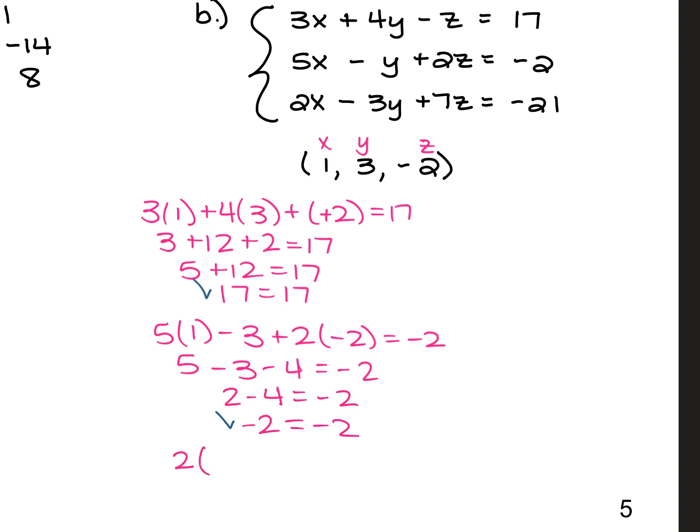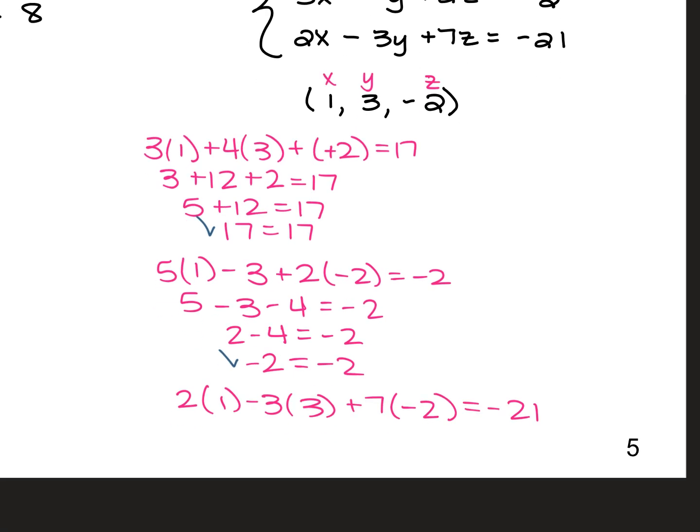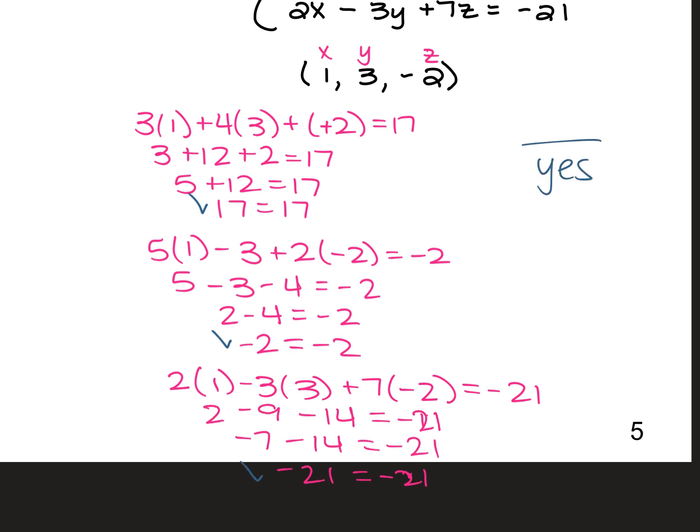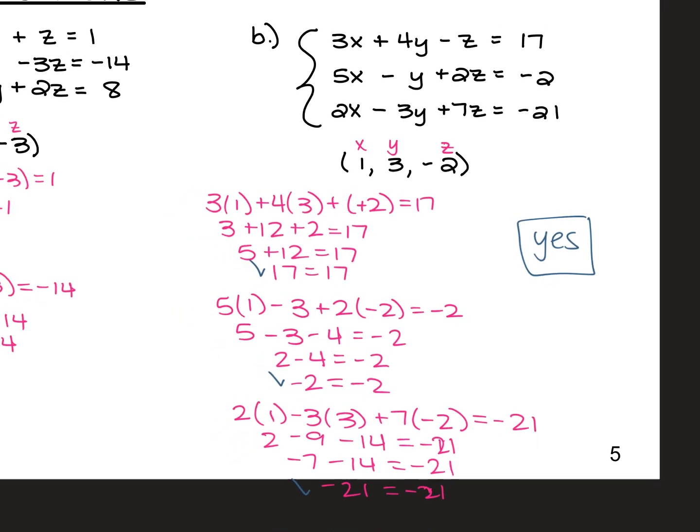So we have 2 times x, which is 1, minus 3 times y, which is 3, plus 7 times z, which is negative 2, is equal to negative 21. This is going to give us 2 minus 9 minus 14. Oops, 21. The 2 minus 9 is negative 7. Minus 14 gives us negative 21 is equal to negative 21. So this one is a true statement, which means yes, this ordered triple is a solution to the system.